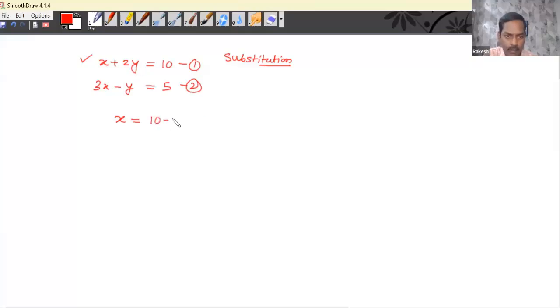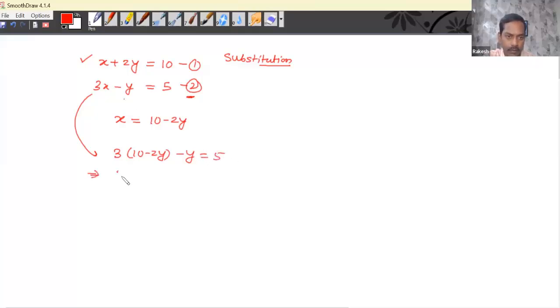So I'll be getting 10 minus 2y, right? What I'll be doing is that I'll take this value of x as 10 minus 2y and substitute it in equation number 2. So wherever there is x, it will be substituted by 10 minus 2y. So here, this thing will become what? 3 times 10 minus 2y minus y, right, is equal to 5.